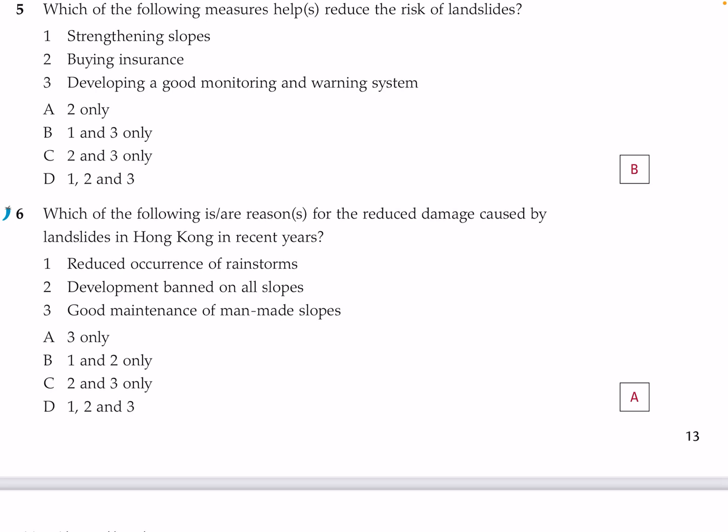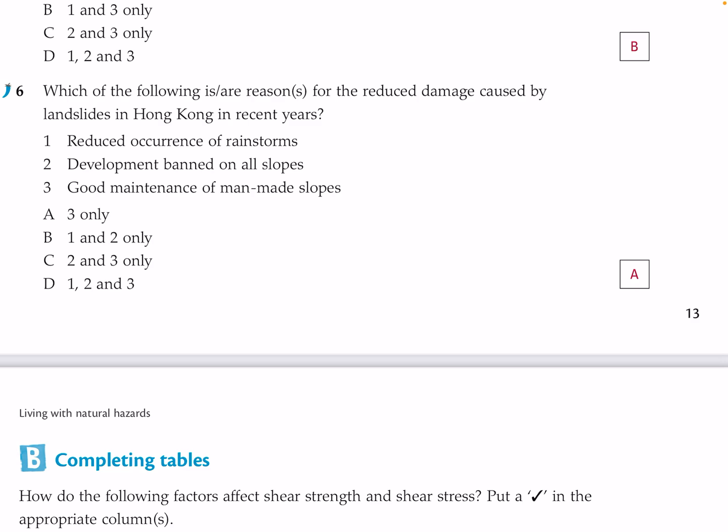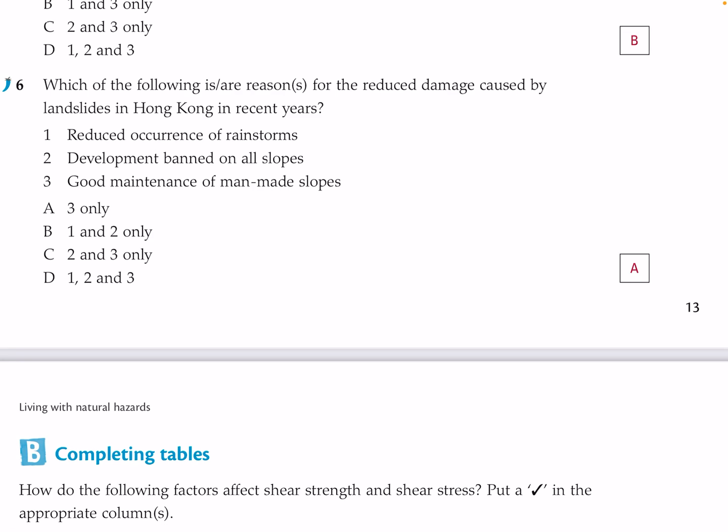Which of the following reduce the damage caused by landslides in Hong Kong in recent years? Number 1, reduce the occurrence of rainstorms. False, because Hong Kong is always having rainstorms, just like the typhoon last week. We are having a lot of rainfall because of the typhoon. Development banned on all slopes. Okay, that's not true because we are having more and more slopes opened up. Okay, good maintenance of the man-made slope. This one is true because virtually every artificial slope is registered, and is required to have certain measures to reduce landslides. So A is correct.